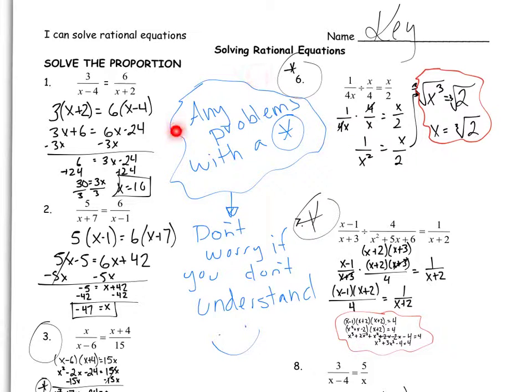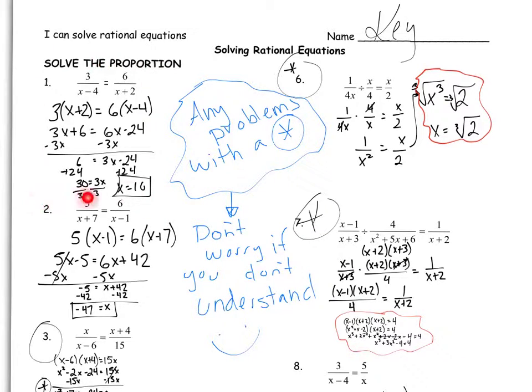If you notice here, any problems with a star and that red writing around it, don't worry if you don't understand. Those are the ones that are my bad. I didn't make this key before I gave you the homework, and I didn't notice that there were things that you didn't necessarily know how to do, or you did know how to do, but you shouldn't have to. So, do not worry if you do not understand. Okay?